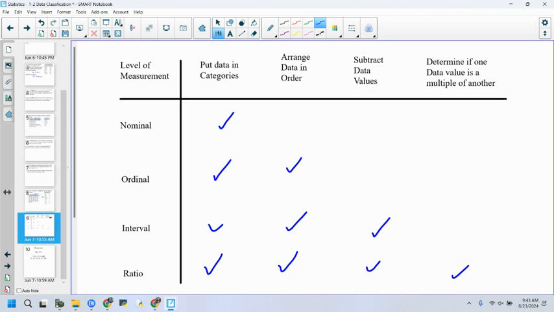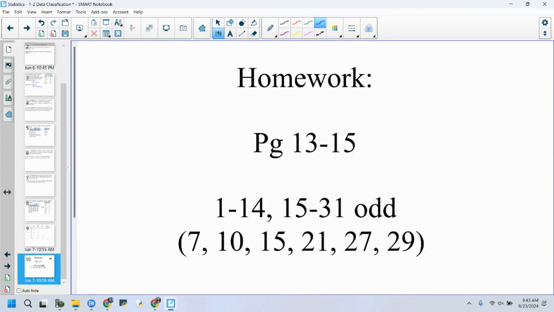Okay. All right. That is it for today. Here is the homework for this lesson. We got page 13 to 15. 7, 10, 15, 21, 27, 29.